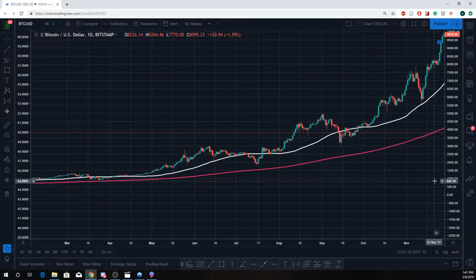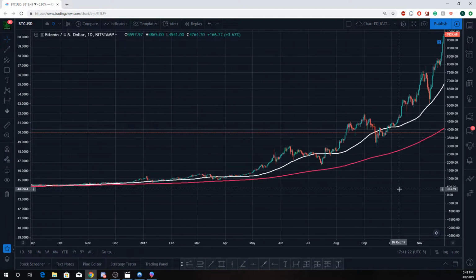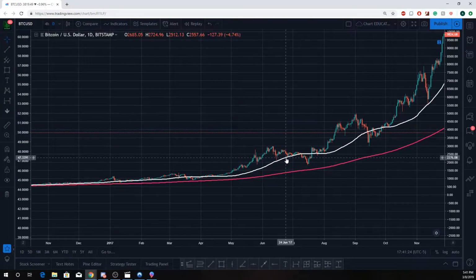It also allows you to identify trends and also confirm reversals. What am I talking about? Remember, white is the 50, the red is the 200. That's just what we're working on right now for this first video.